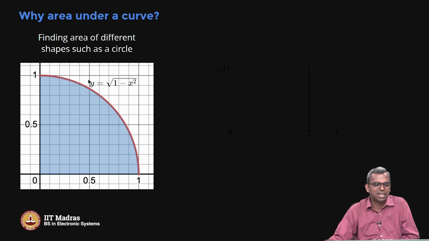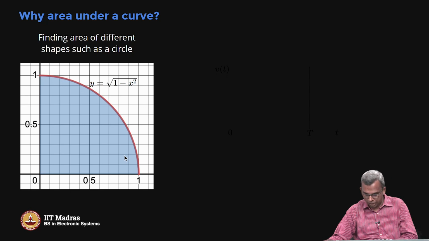Where does it come from? It's basically x squared plus y squared equals 1, right? Any point here is at a distance 1 from 0. So if you think of an x comma y here, x squared plus y squared should be equal to 1. So from there you get y equals square root of 1 minus x squared. If I were to find the area under this curve from 0 to 1, I would have found the area of the circle, right? How do you find the area of the circle? By this method. So area under the curve can directly give you useful things like the area of common shapes.